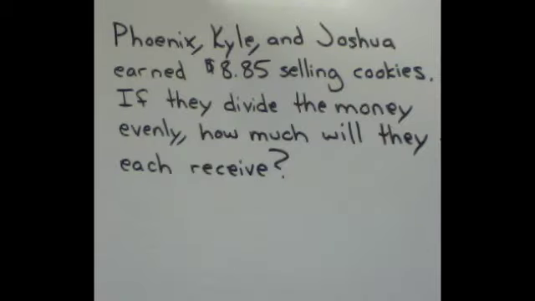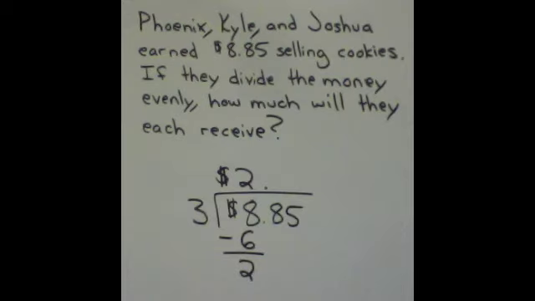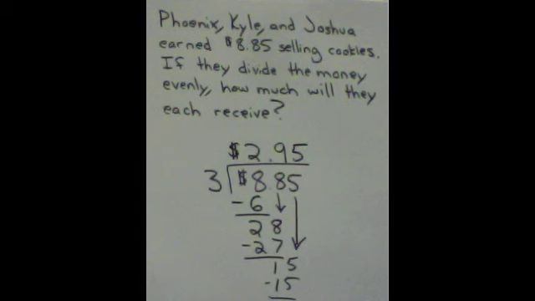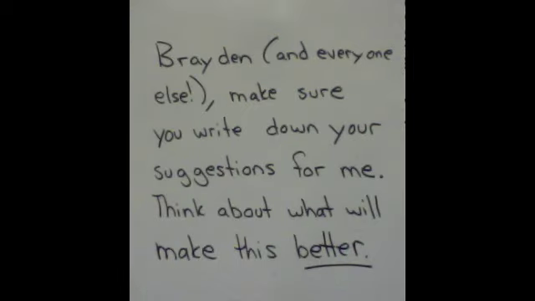Phoenix, Kyle, and Joshua earned $8.85 selling cookies. If they divide the money evenly, how much will they each receive? Remember that when you divide using money, you always need your dollar sign, and your decimal point should go above the decimal point in the dividend. Thankfully, this divides evenly, so our answer is $2.95. That decimal point is really important. And that's our last example.